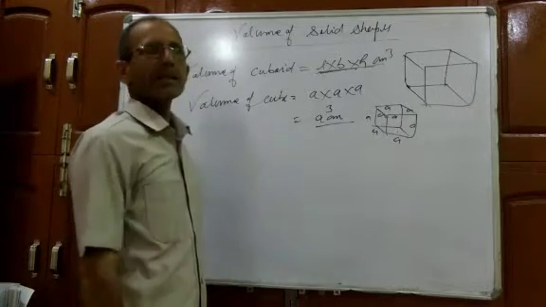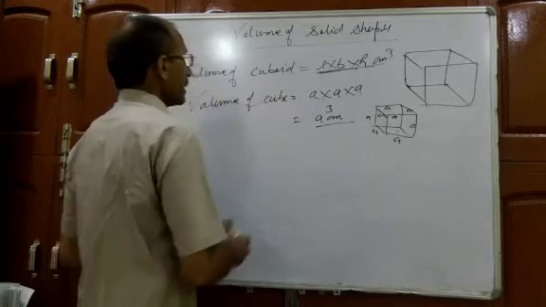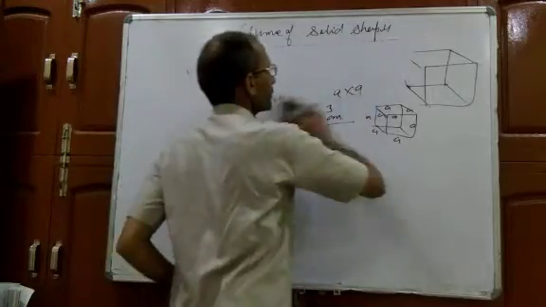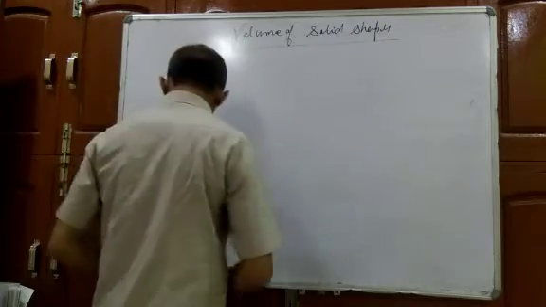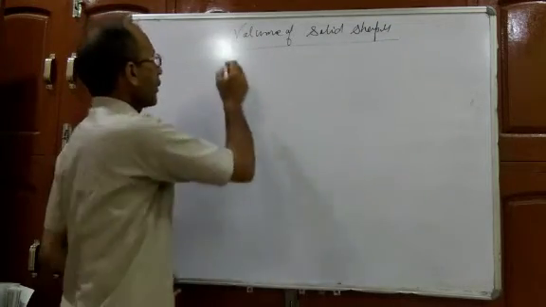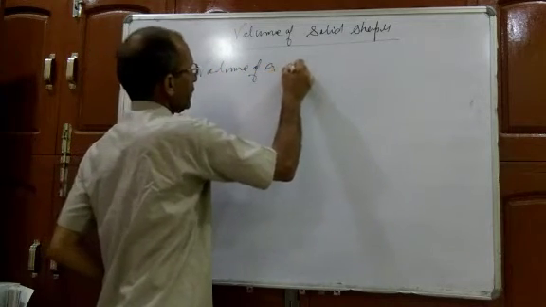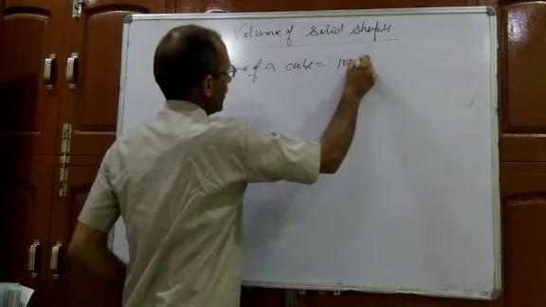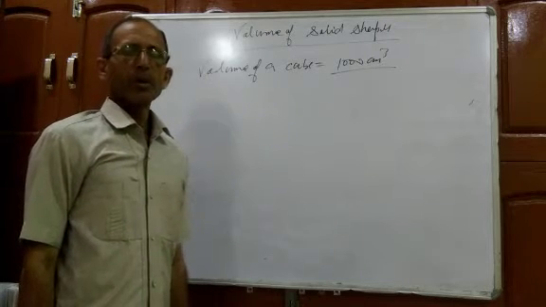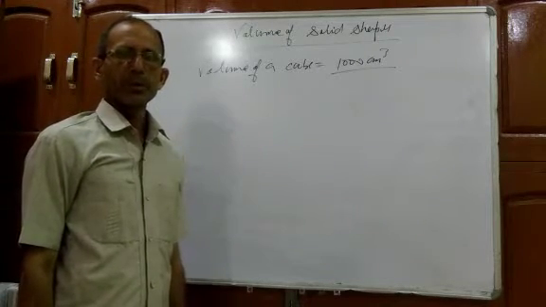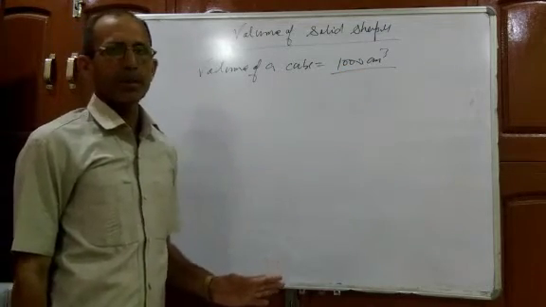Now some questions related to the volume of cube and cuboid. One question: the volume of a cube is equal to 1000 cube centimeter. We have to find the total surface area of the cube. Volume of the cube is 1000 cube centimeter, so we have to find the total surface area.